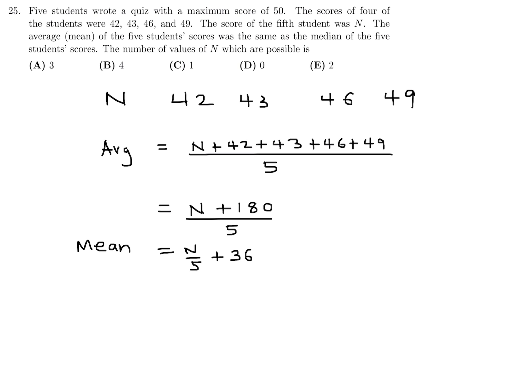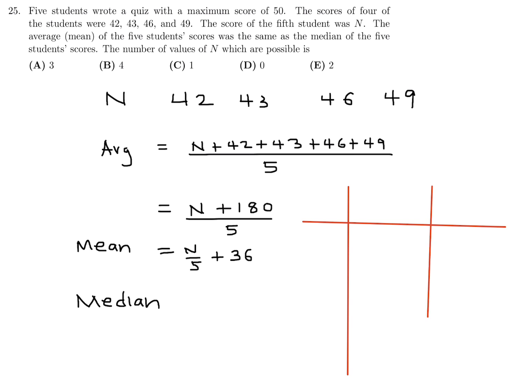Now, we have to figure out what can N be to make the median also N. So what I do is make a little table. And let's see what we get. So I got a little table here. I'm going to have N, median, and mean. And hopefully we won't have to do too many. So we got N here, mean and median.